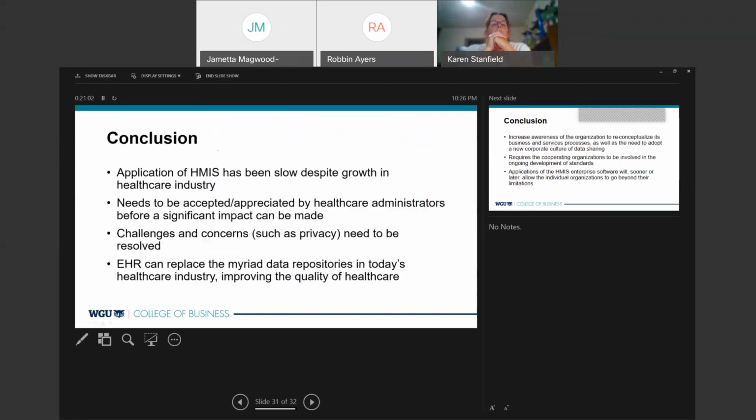Okay. The application of the healthcare management information system had been slow, right? But when we discuss the interfaces and the commonalities in the language and the improved interoperability, it definitely has picked up since then. Okay. There's a great need for these systems to be accepted and appreciated by healthcare administrators because it has the ability to offer more insight as far as decision making is concerned.